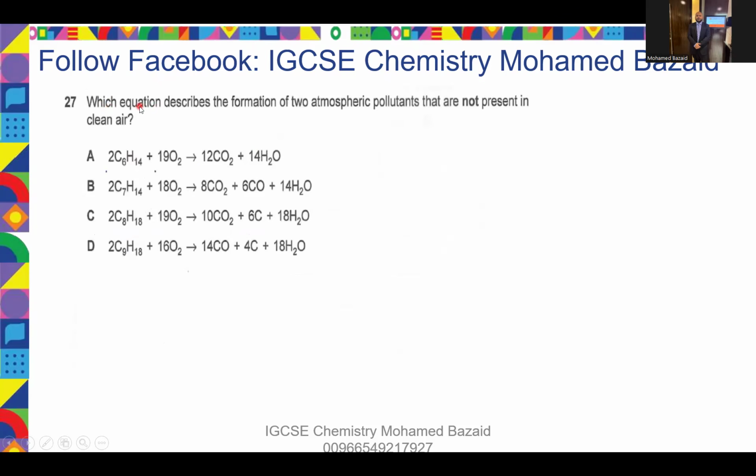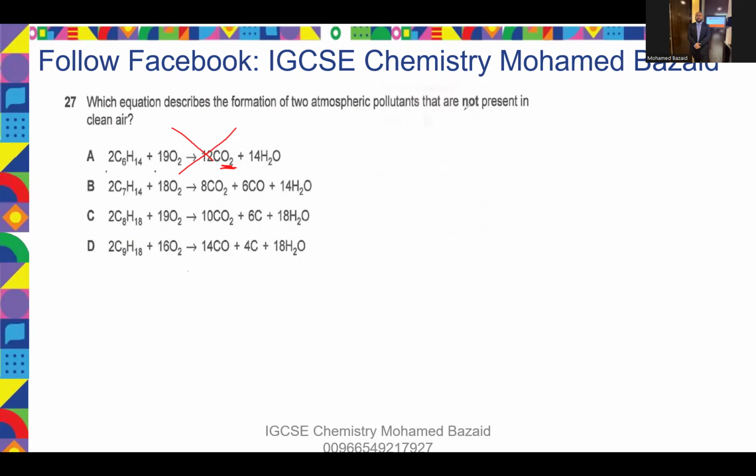27. Which equation describes the formation of two atmospheric pollutants that are not present in clean air? Not present in clean air. As you know, carbon dioxide is present in clean, dry air. So I will cancel letter A because there is carbon dioxide, which is present.